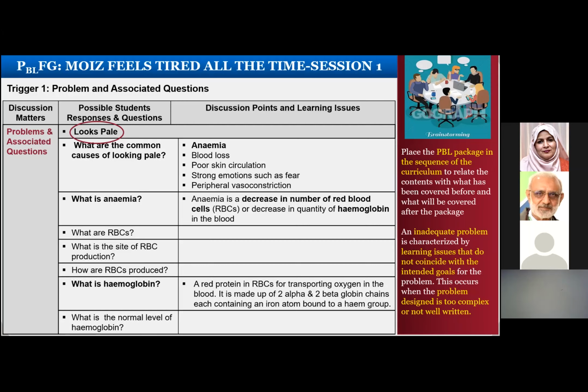So you define anemia. What are RBCs? What are the sites of RBC production? How are RBCs produced? The word hemoglobin is coming there. So they have to come up with what is hemoglobin, and then what is the normal level of hemoglobin. Practically, most of these things they have probably already learned in the foundation module. So this is only a recap. If they don't remember it, then they will make it their learning issue.